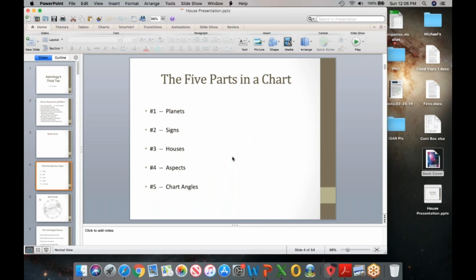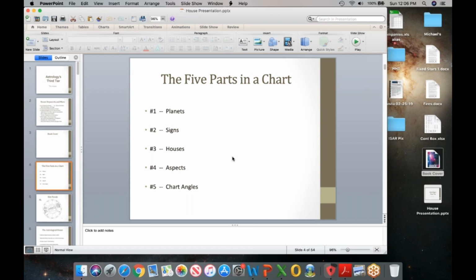Basically, there are 5 important parts to a chart. There are the planets, the signs, the houses, aspects, and the chart angles. The chart angles, of course, are the ascendant, the midheaven, the equatorial ascendant, which is often miscalled the east point. The east point is not the correct name. Equatorial ascendant is the correct name.